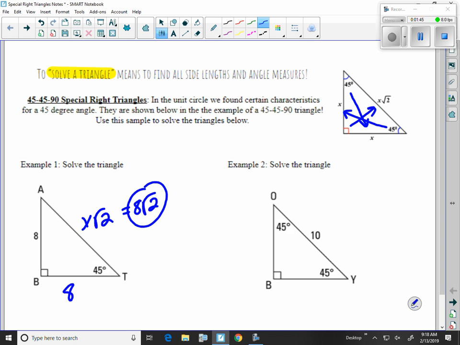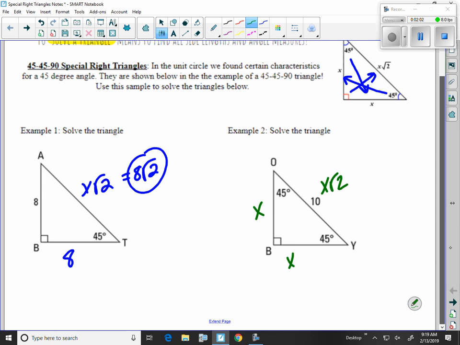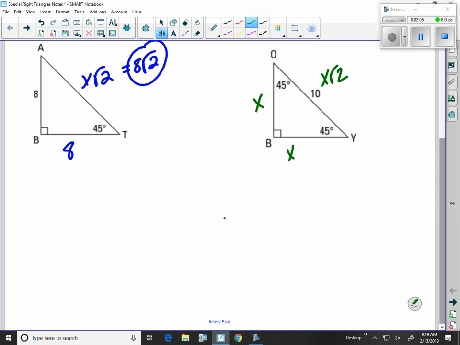Okay. Example 2 is a little bit different because we don't have the legs in this case. In this case, we have the hypotenuse. So we know that these are going to be x, and this is going to be x square root of 2 based on our original. We okay on that? So, if I need to solve for x, I can take 10 and set it equal to x square root of 2. All right, guys, let's stay focused. I can take 10 and set it equal to x square root of 2. If I want to get x by itself, what would I do?